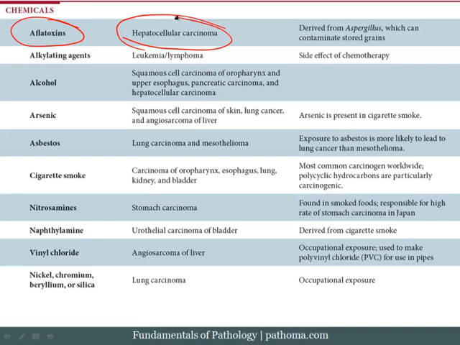Now, what are aflatoxins? Aflatoxins are derived from aspergillus, and what happens is the aspergillus can contaminate stored grains. So let's say that there's a region of the world where grains are stored after harvest. Aspergillus can contaminate those grains, and a byproduct of aspergillus would be the production of aflatoxins, and those aflatoxins can increase the risk of hepatocellular carcinoma. So it actually is a very high yield association, and that's why I placed it here in your chart.